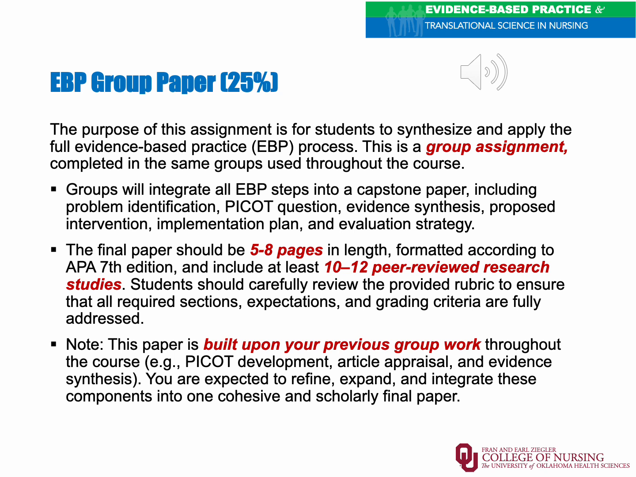Now, this paper should be 5 to 8 pages in length and should be formatted according to the 7th edition of APA. And this must include at least 10 to 12 peer-reviewed research studies. And when you develop your evidence-based group paper, I want you to carefully review the rubric provided to ensure that all required sections are met, including the expectations as well as the grading criteria.